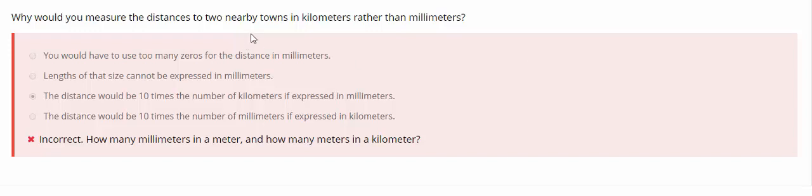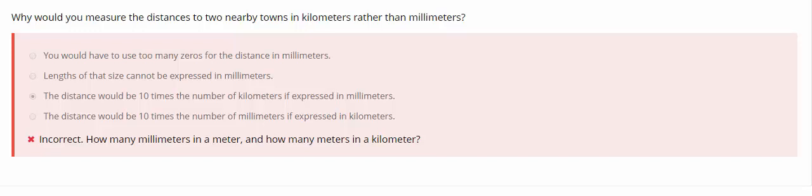Okay, this question asks, why would you measure the distance to two nearby towns in kilometers rather than millimeters? First, remember that kilometers is close to the range of miles. For example, in your speedometer, one of the options for measuring the speed is kilometers per hour instead of miles per hour. So that tells you that kilometers are in the same range. They are not equal, but in the same range of miles.